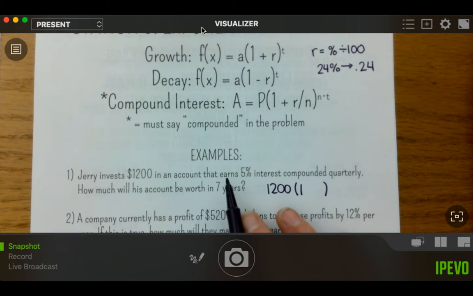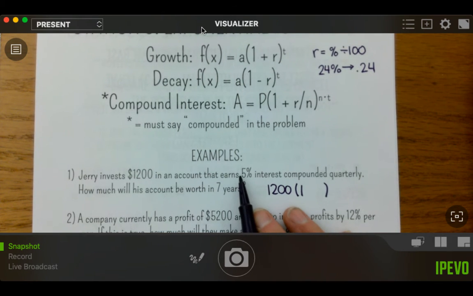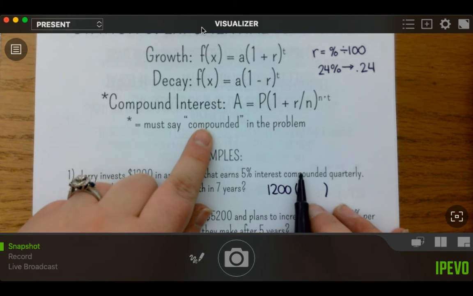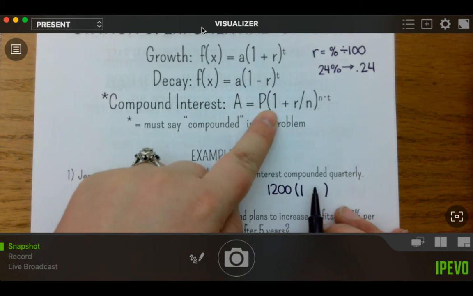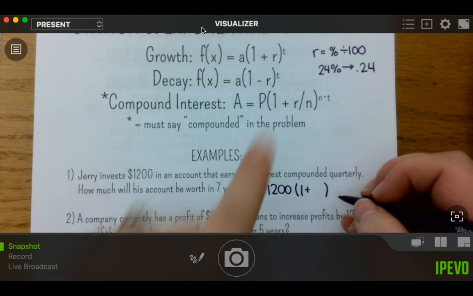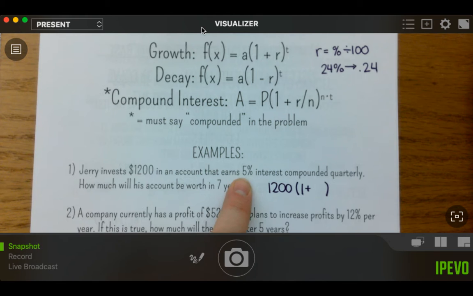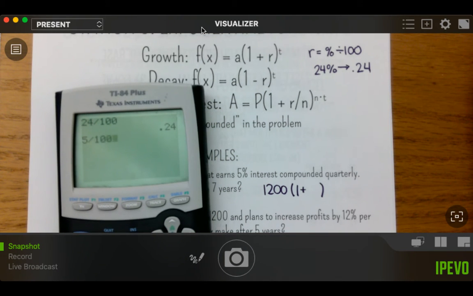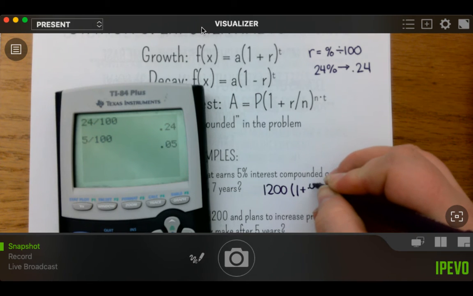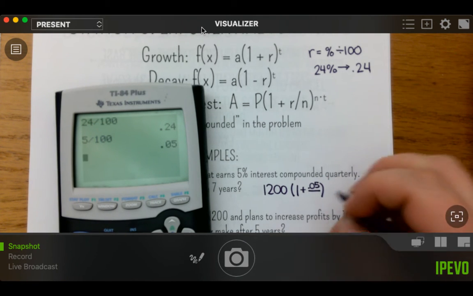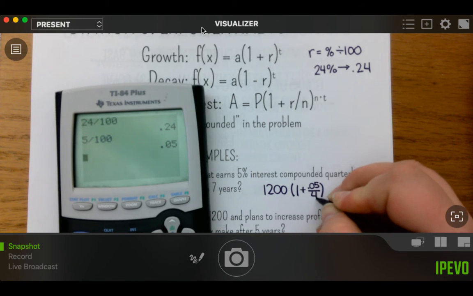And this is saying that it's earning, that means it's going up, 5% interest quarterly. And here's that word, compounded. So it's going to have to be this one. So I'm going to put plus, and then I need to put in my rate, which is 5%. 5 divided by 100 is 0.05 over quarterly. Quarter means 4.